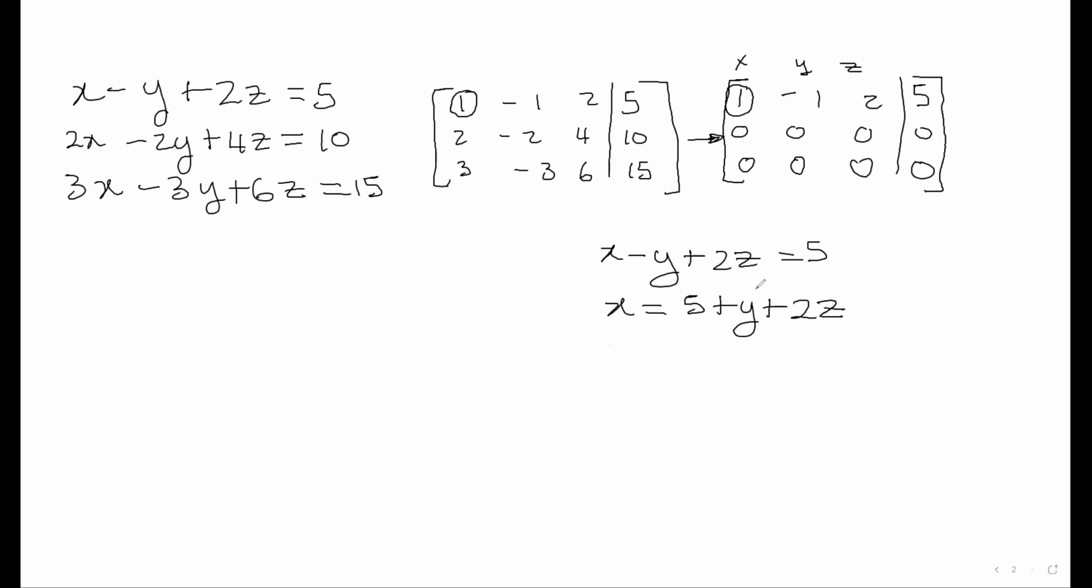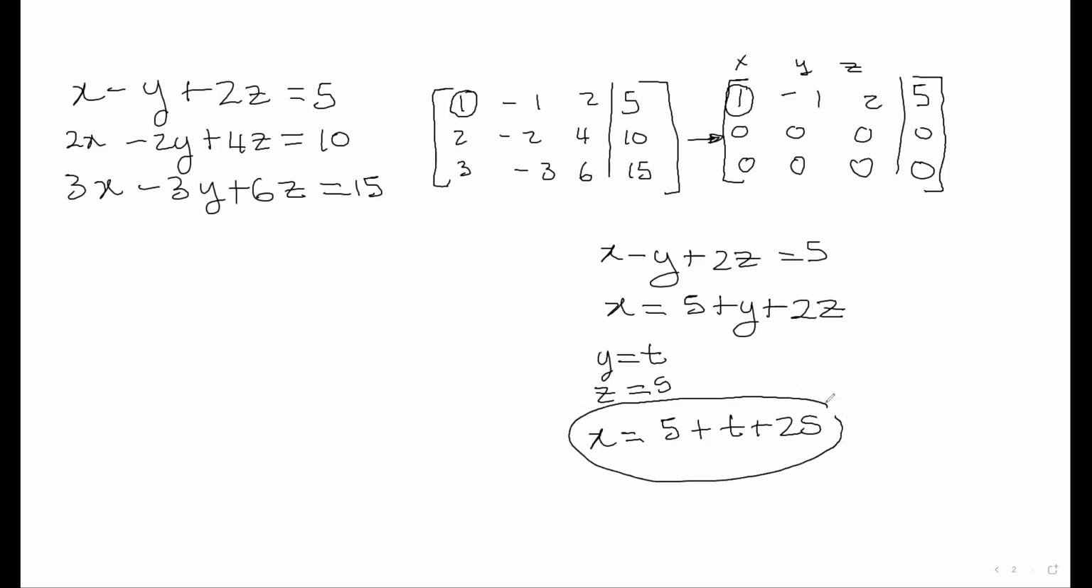we change the other two variables. We call them free variables. This is a leading variable. These are free variables. We can say y, and just give it a parameter, is equal to t, and then maybe z is equal to, let's say, s, right? Then just rewrite x here to be 5 plus t plus 2s. This whole thing, we call it a general solution. Because we can get so many solutions from here.